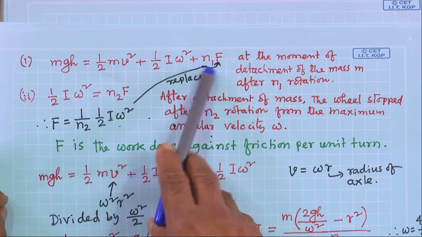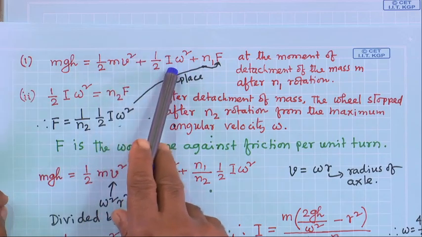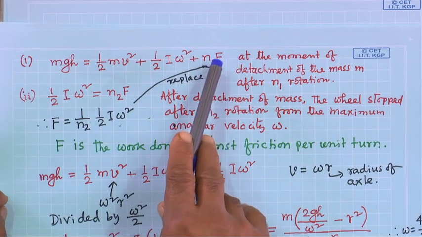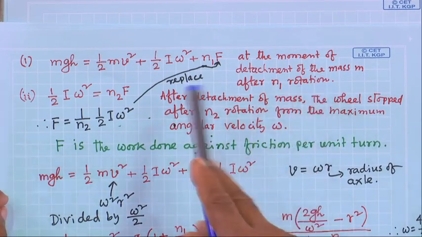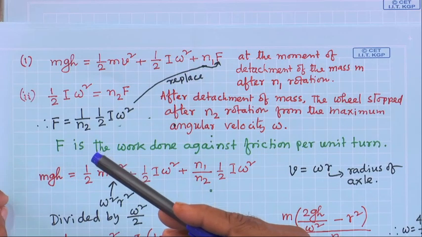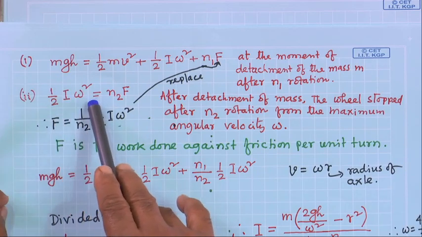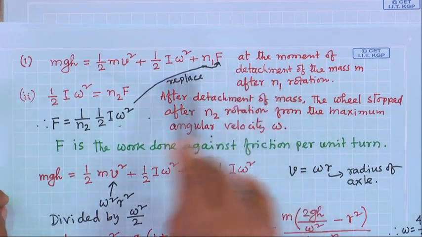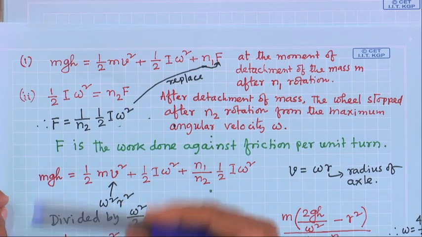So, if it is n1, this energy will be spent for the kinetic energy of the mass, the kinetic energy of the wheel, and the friction energy n1 f. This is at the moment of detachment of the mass m after n1 rotations. After detachment, the wheel has this angular velocity omega. Its kinetic energy is half I omega square, and this omega is the maximum velocity at this moment.